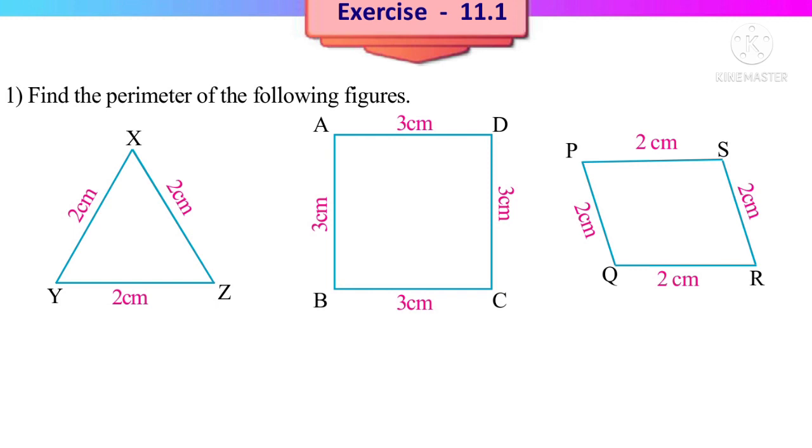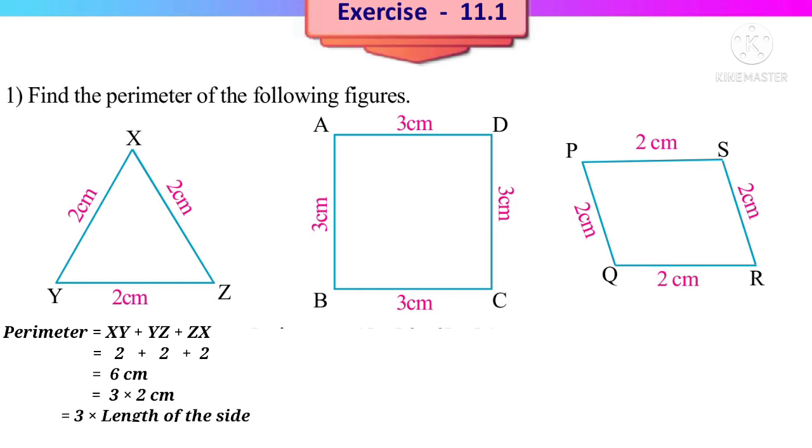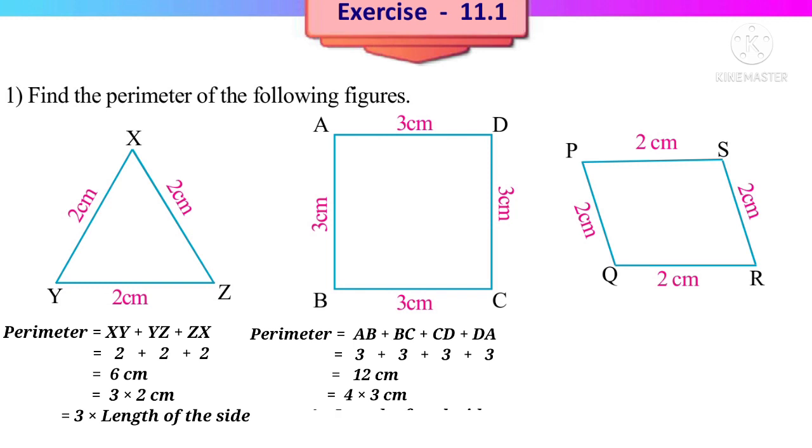First figure, triangle XYZ. Perimeter is sum of all its sides XY plus YZ plus ZX. All sides are equal. 2 plus 2 plus 2, that is equal to 6 centimeters. It can be written as 3 into 2 centimeters, that is 3 into length of each side. Next, perimeter of second figure is AB plus BC plus CD plus DA, which is equal to 3 plus 3 plus 3 plus 3, that is 12 centimeters. It can be written as 4 into 3 centimeters, that is 4 into length of each side.